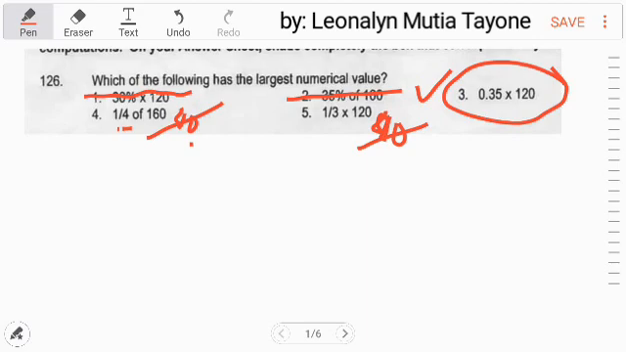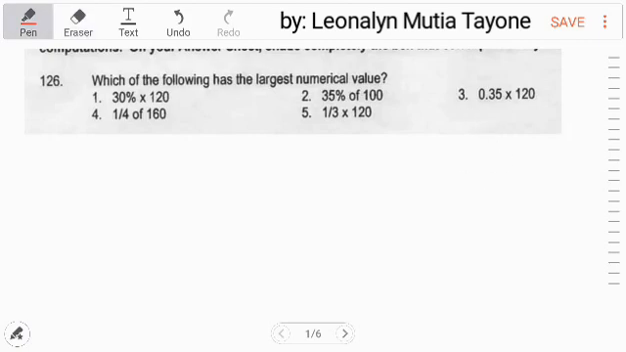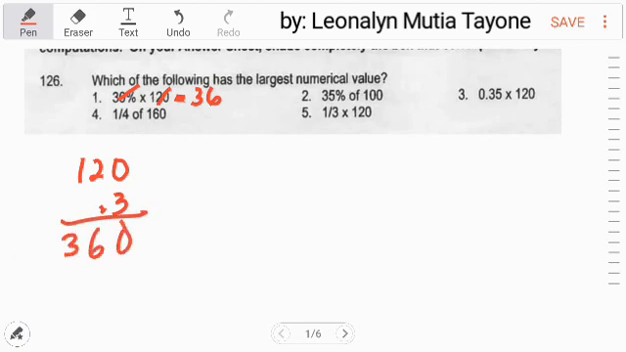I-double check natin. 0.35 times 120, and that is 42. Dahan-dahanin natin, okay? Isa-isahin natin. 30% of 120, or 30% times 120. Shortcut. Itong 0 dito, kasi percent man yan, isang 0, cross out mo lang at isang 0 dito. 12 times 3, that is 36. Kung isa-isahin natin yan, yung 30%, that is 0.3, o diba? So, 0, this is 6, that is 36. Isang decimal, so isang decimal din dito. So, ang sagot dito ay 36.